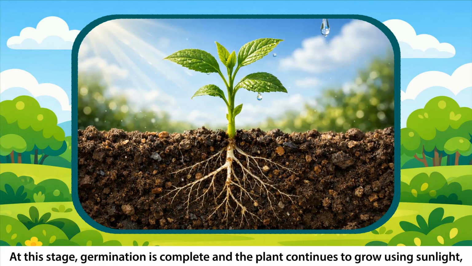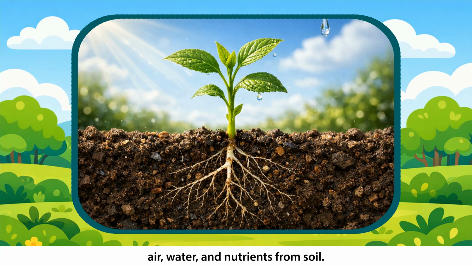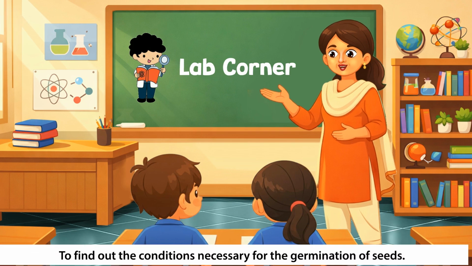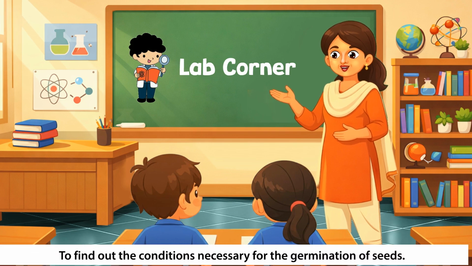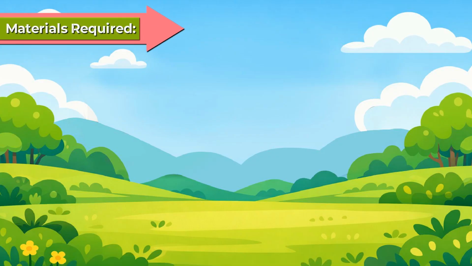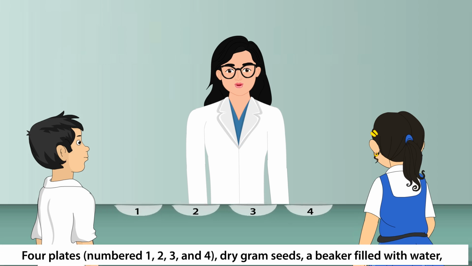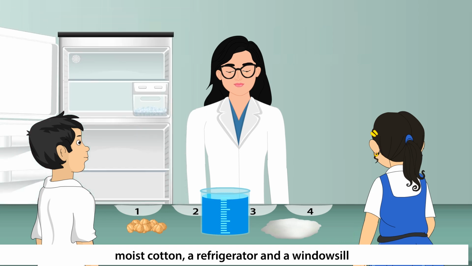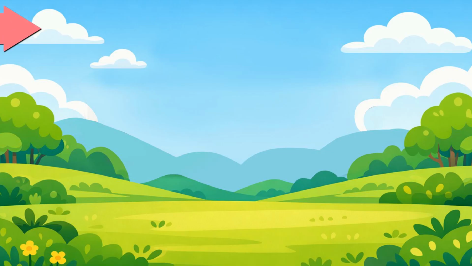At this stage, germination is complete and the plant continues to grow using sunlight, air, water and nutrients from soil. Lab Corner. Aim: to find out the conditions necessary for the germination of seeds. Materials required: 4 plates numbered 1, 2, 3 and 4, dry gram seeds, a beaker filled with water, moist cotton, a refrigerator and a window sill.